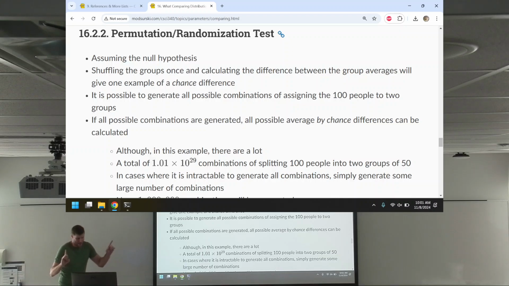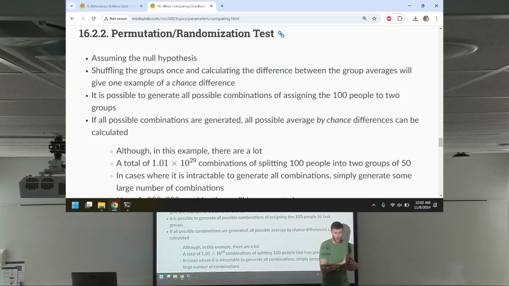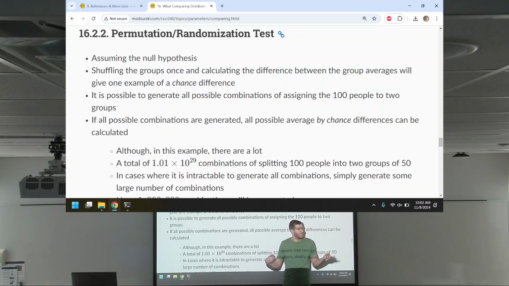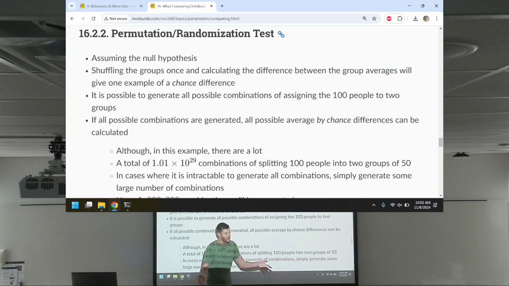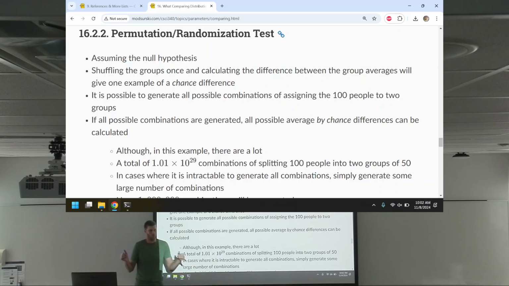We're assuming it makes no difference. Now, in this example, there's a lot. There's actually about 10 to the 29 combinations of splitting 100 people into two groups of 50. So in cases where it is intractable to generate every single possible combination, you just shuffle it like a million times and say, okay, that's probably going to be enough. We've taken a million samples of randomly assigning groups.